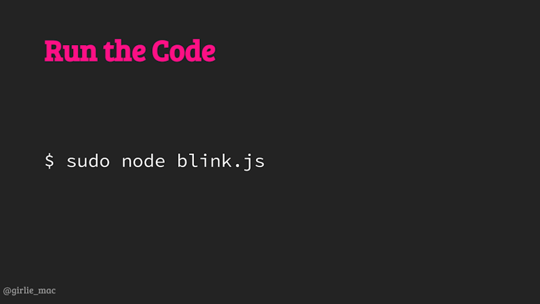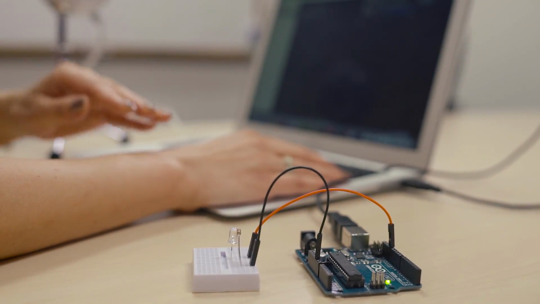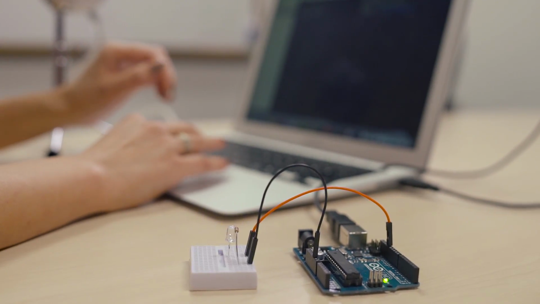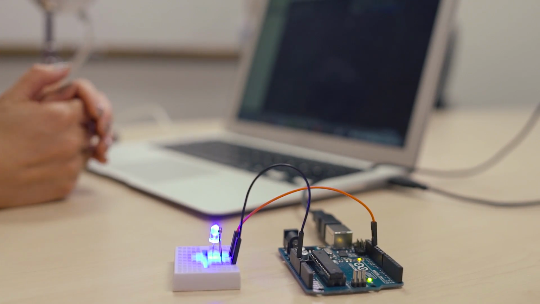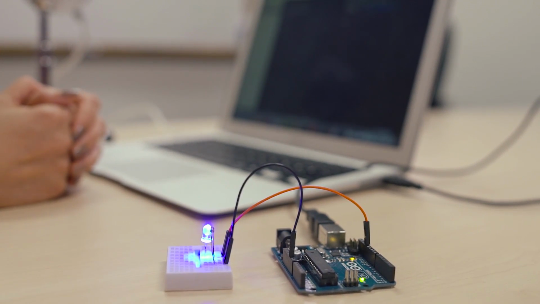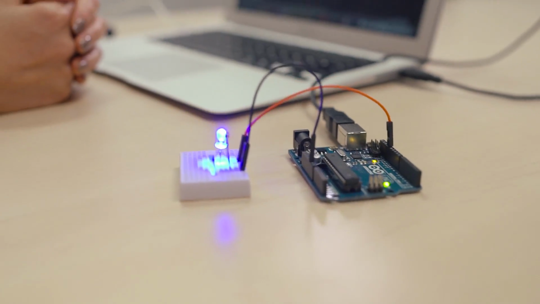So let's run the code. node blink.js. Now the Arduino is starting. When the board is ready, oh yes, now the Johnny-Five code is running. So you see the LED is blinking in 500 millisecond intervals. Cool, so now it's working.